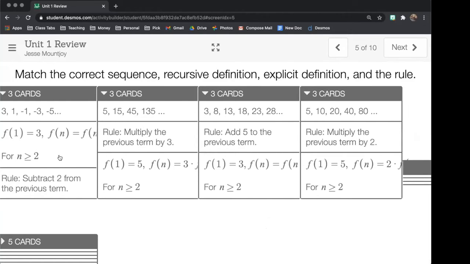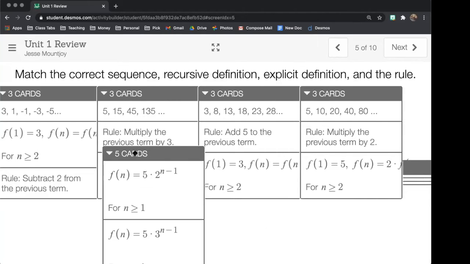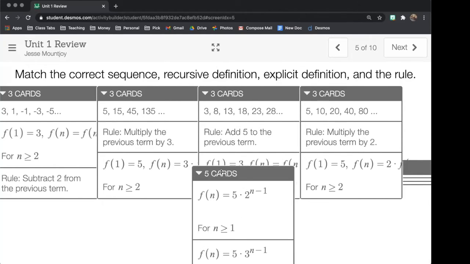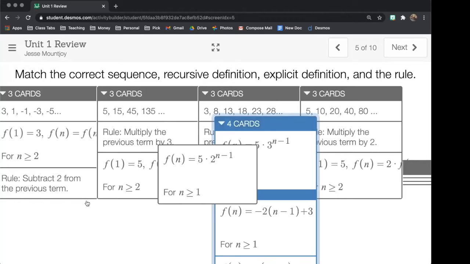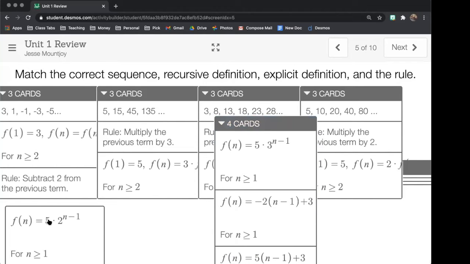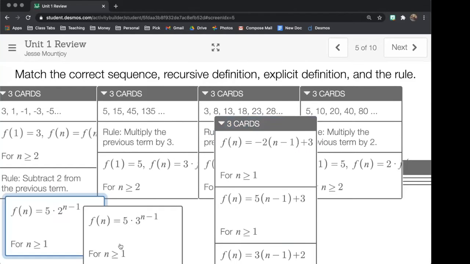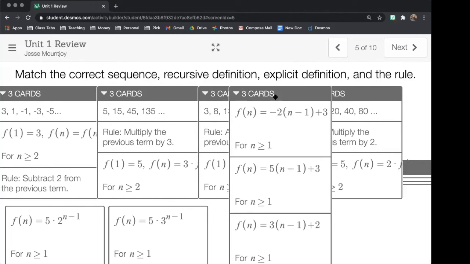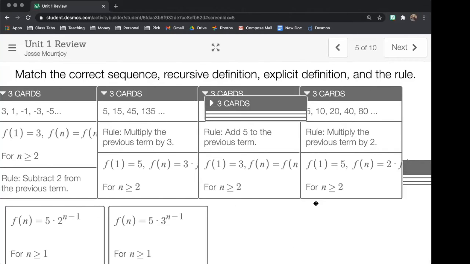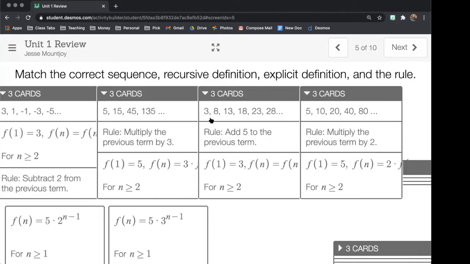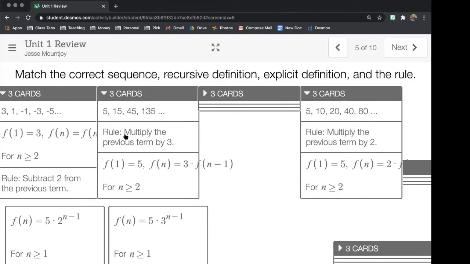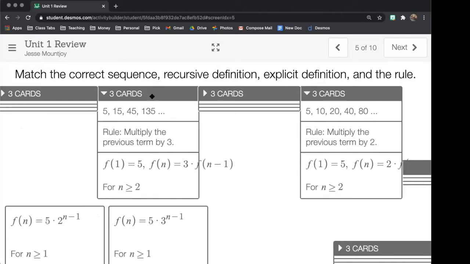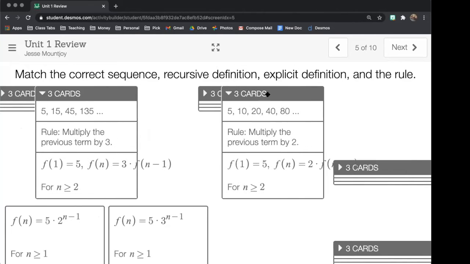All right, so how do I find the explicit definition? Well, it's very similar. Basically, if the rule is multiplying, then it is an exponential function like this one. So 5 times 2 raised to the power of n minus 1. These two are both multiplying rules, and the rest of these are addition rules. So let's just hide everything that's addition for a second. This one says multiply, this one says add, I'll hide that one. Multiply, subtract, hide that one.